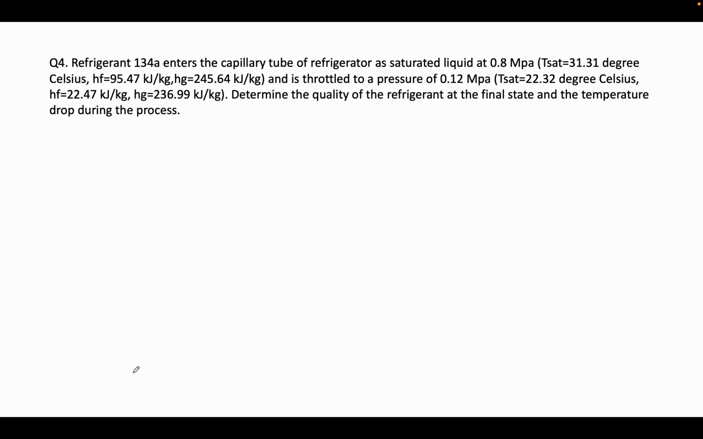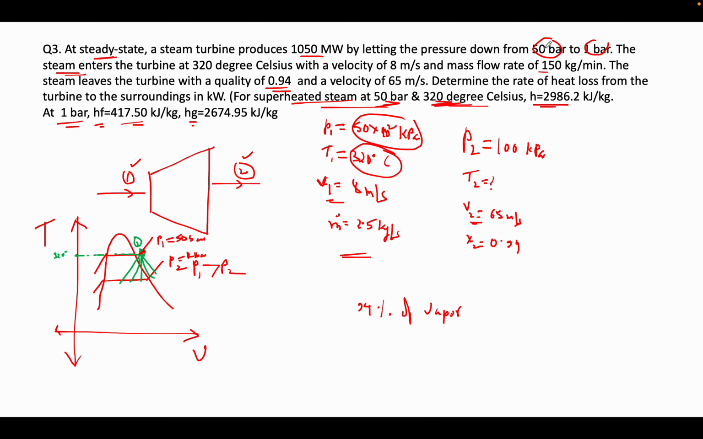Now the next part is refrigerant 134A, which enters the capillary tube of a refrigerator as saturated liquid at 0.8 megapascal. T saturation 31.31 degrees Celsius is given, Hf 95.47 is given. At that pressure, as I told you, you first have to check in the table. In the previous question, at 50 bar, if you check the T saturation, it will be less than 320 degrees Celsius. That is how you know this is superheated steam.